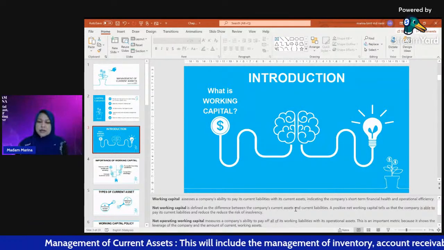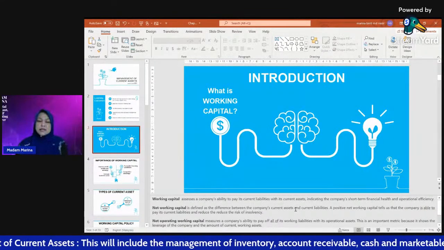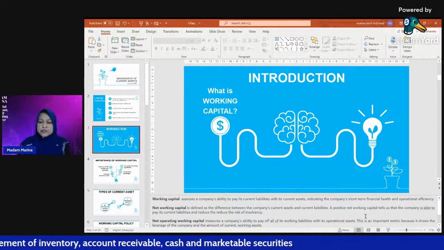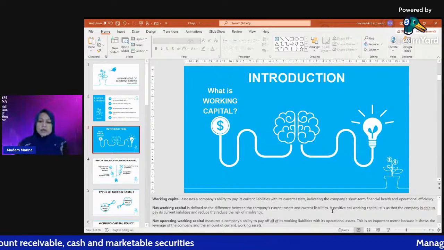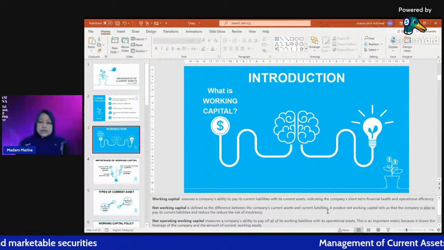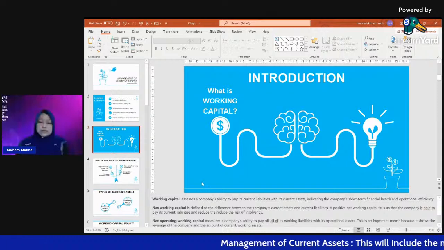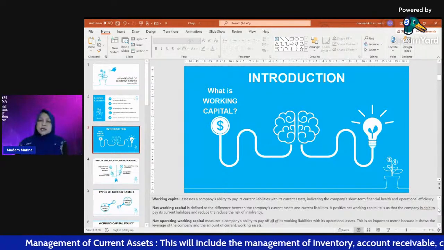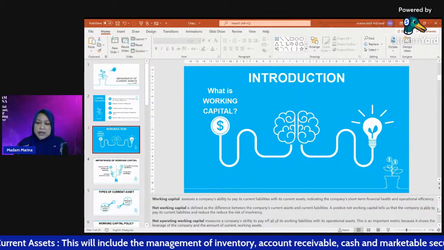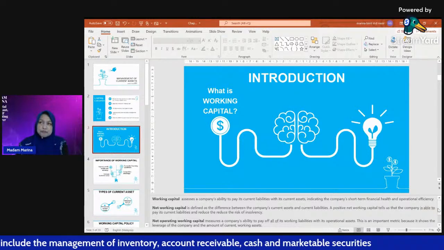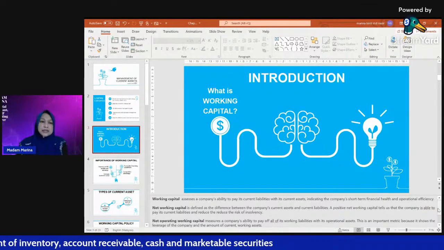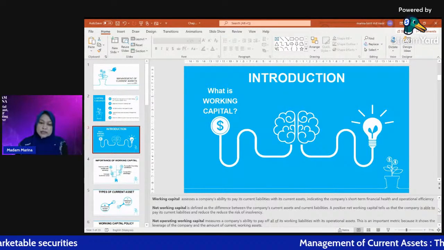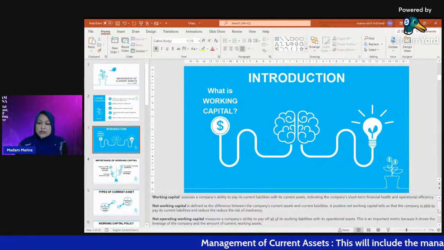Net working capital is computed by current asset minus current liability. A positive net working capital tells us that the company is able to pay its current liability and reduce the risk of insolvency. That means the business is able to pay its short-term obligations, and also reduces its risk of insolvency.